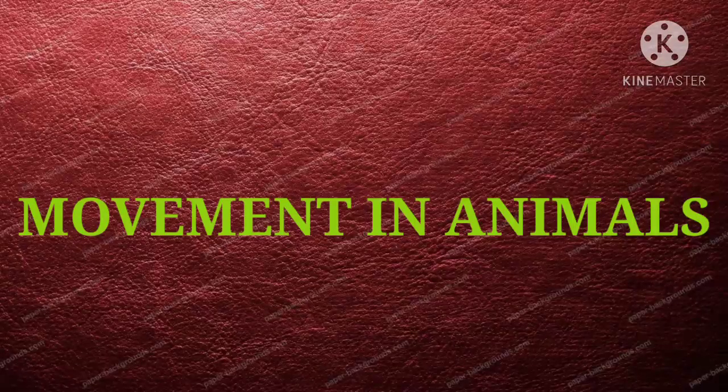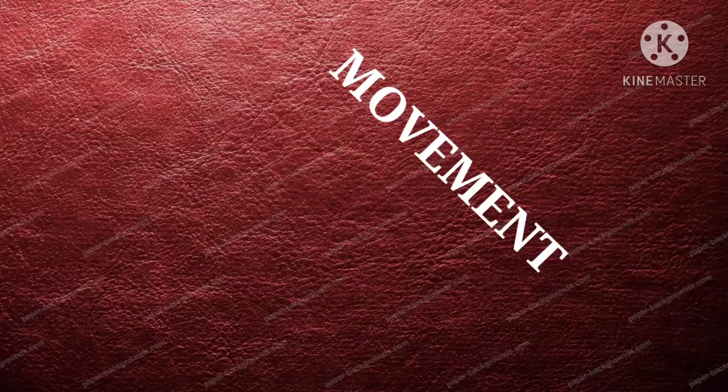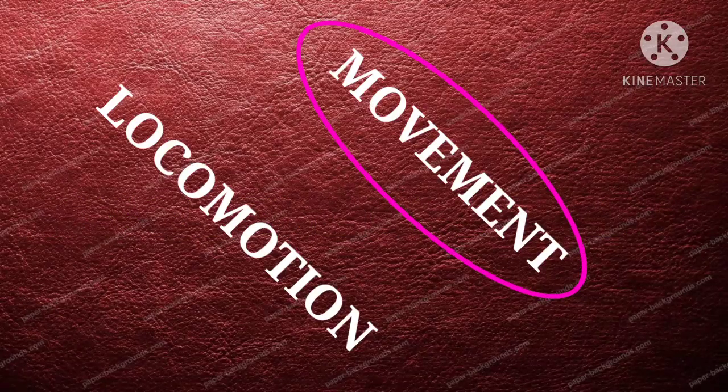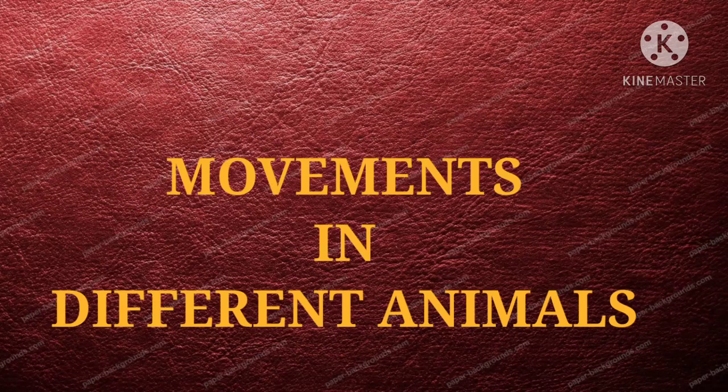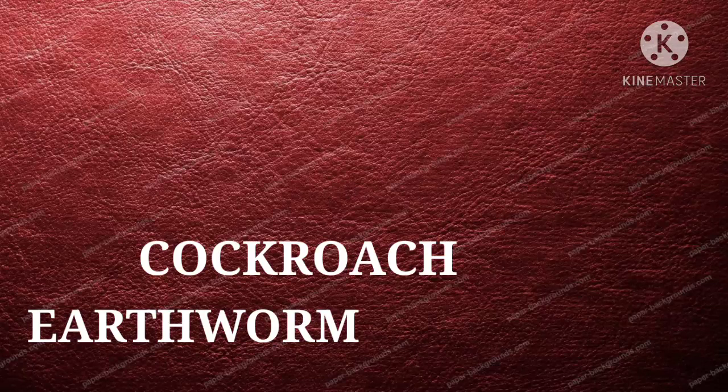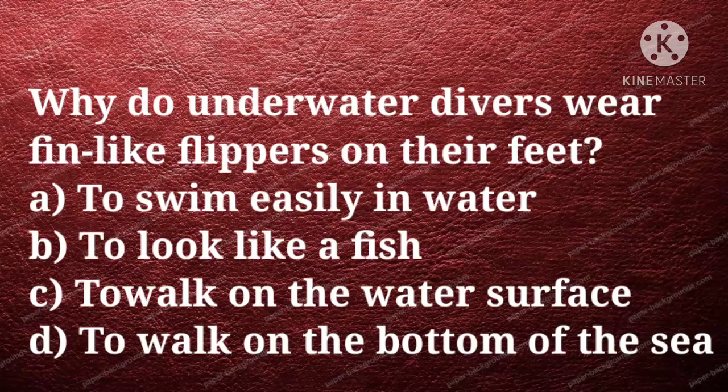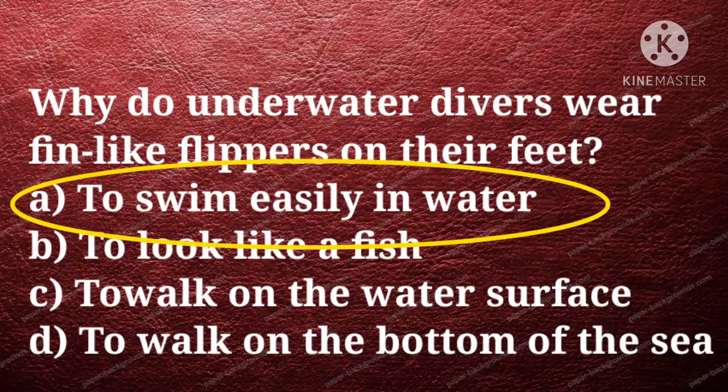In this lesson, first we learnt about the differentiation between movement and locomotion. What is movement? Movement refers to change in position of a part of an organism's body. What is locomotion? Movement of organisms from place to place is called locomotion. Next we learnt movements in many animals: earthworm, cockroach, birds, snake, fish. In fish you have a choose: why do underwater divers wear fin-like flippers on their feet? The answer is to swim easily in water.